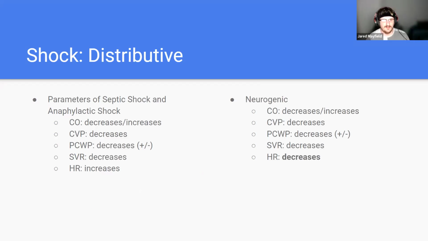So the parameters of septic shock and anaphylactic shock are pretty much the same. Cardiac output mostly decreases, but it can also increase. CVP decreases. Same with the pulmonary capillary wedge pressure, and SVR actually decreases as well. That's because of the vasodilation, and then the heart rate increases as a result. Neurogenic shock is the same, except the heart rate again decreases, and I bolded it here because that's how you distinguish it from the other two types of distributive shock.